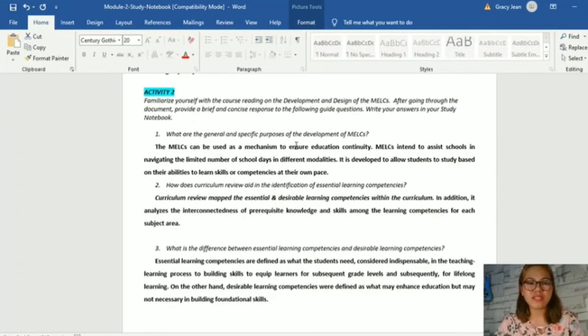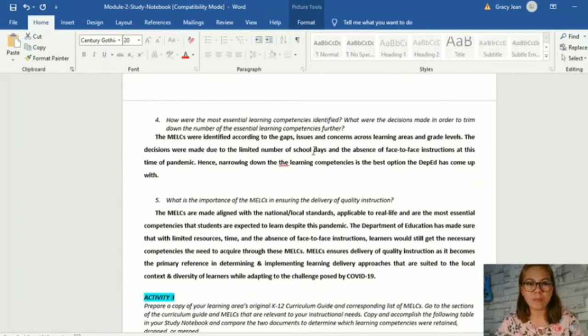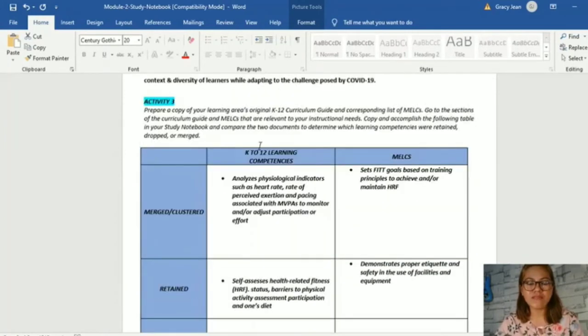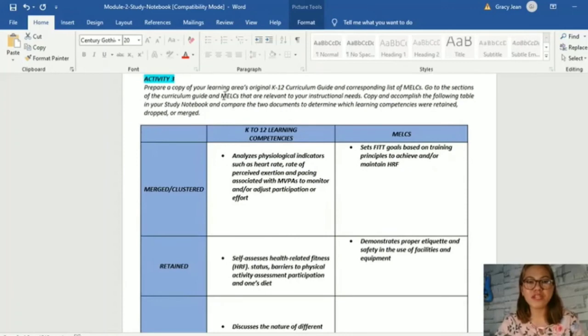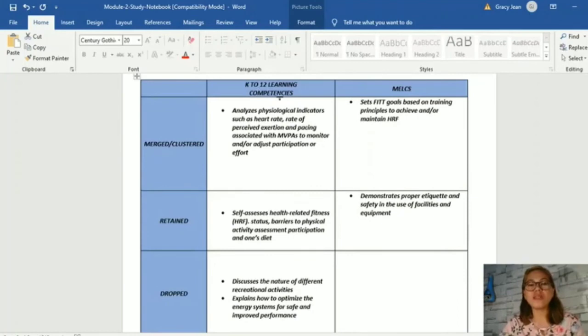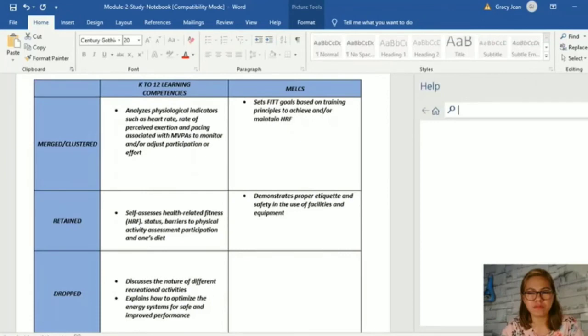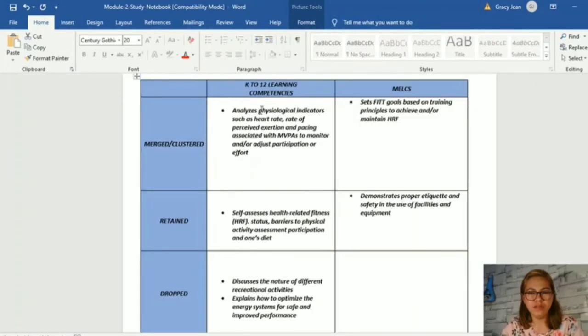Okay, then we also have activity number 2. Ayan po. Okay. Then for activity 3 po. So prepare a copy of your learning area's original K-12 curriculum guide and corresponding list of MELCs. Go to the section of the curriculum guide and MELCs that are relevant to your instruction and copy and accomplish. So here, for K-12 learning competencies, and merged or clustered, so just refer to your K-12 curriculum guide and MELCs, of course, with your subject.